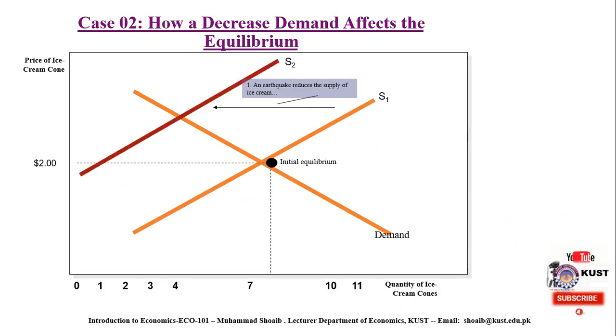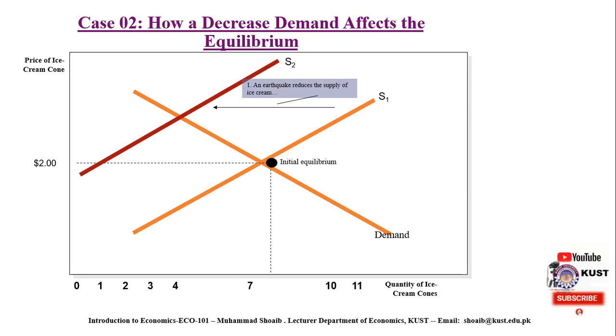A hurricane occurred and that hurricane has destroyed raw materials or the factories in which the sugar or any other material is produced for the production of ice cream. So the supply curve will shift backward as a decrease in the supply has occurred. This decrease in the supply has occurred not due to price or any other factor. Rather, this has happened due to a natural disaster.